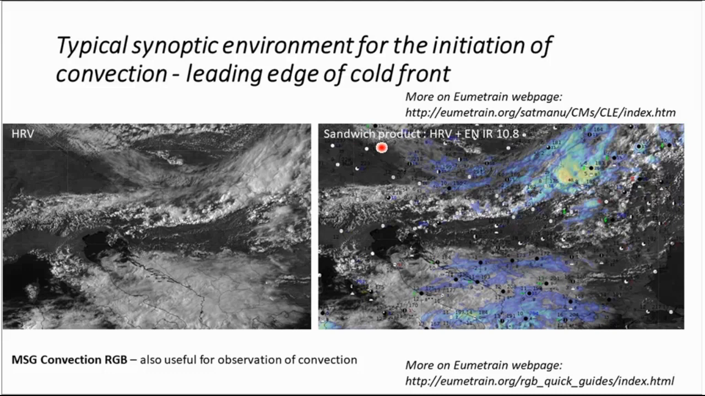Also, if you have some severe convection, you can look at the convection RGB. It's also useful for observation of convection, and you can find more about this convection RGB on the EUMeTrain web page in the RGB quick guide. So I encourage you to look at this RGB quick guide because it is very interesting and very nicely structured.